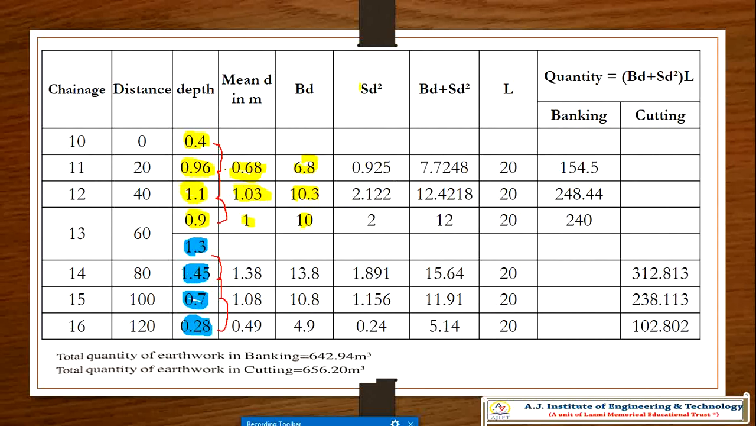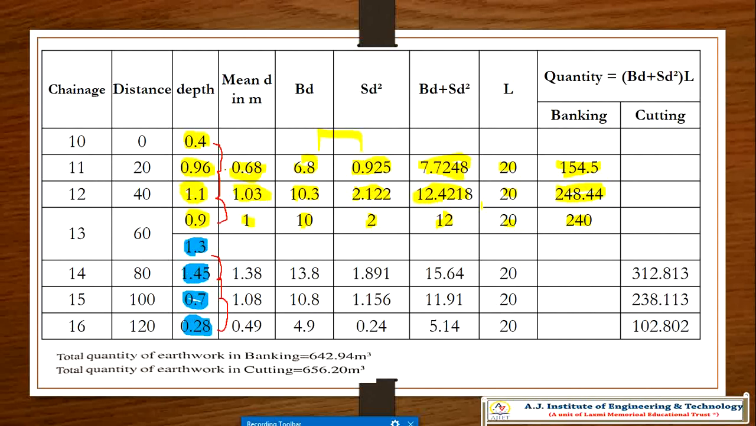Now SD square, S is equal to 2 for banking. So 2 into 0.68 the square. So the answer will be 0.925. Add this to BD, that is BD plus SD square. You will get the answer of this. And you know that from 0 to 20, 20 intervals will be there. So 154.5, 248.4 and 240 will be under the banking side.